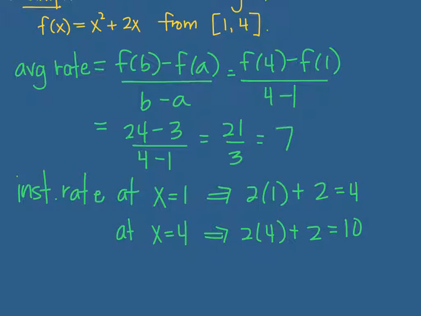So you can tell that the average rate was 7, the instantaneous rate at the beginning was lower than the average, the instantaneous rate at the end was higher than the average.